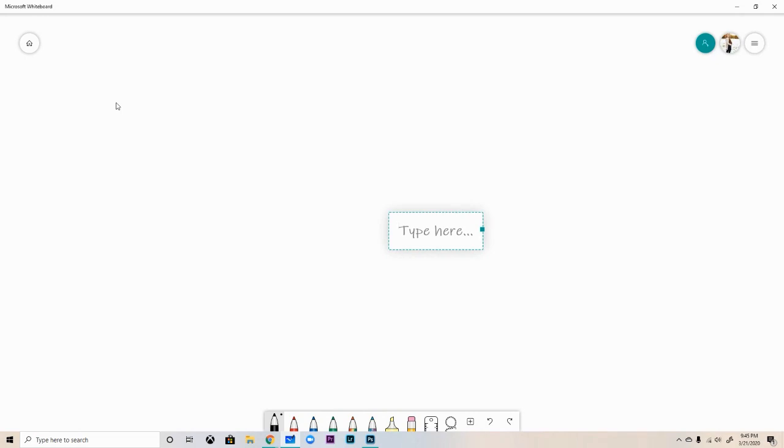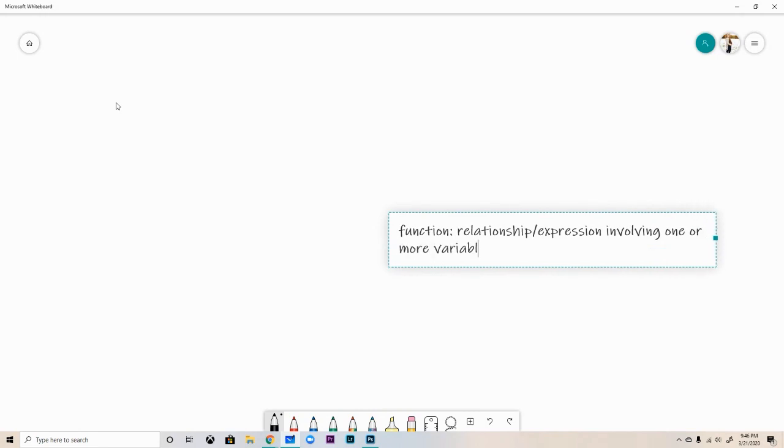So I have been asked to do a video on inverse functions. And so first thing is I'm going to define function. It's a relationship or an expression involving one or more variables.